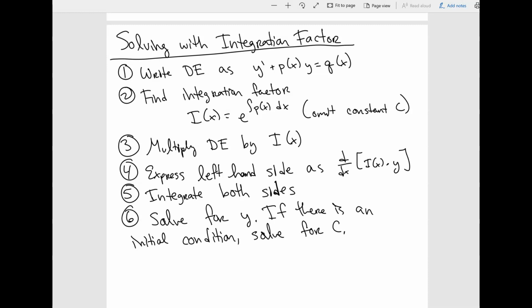The next thing that we want to do is find the integration factor. Like I said in the previous video, this is basically the formula: e to the integral of p of x dx. We are going to omit the constant, okay?